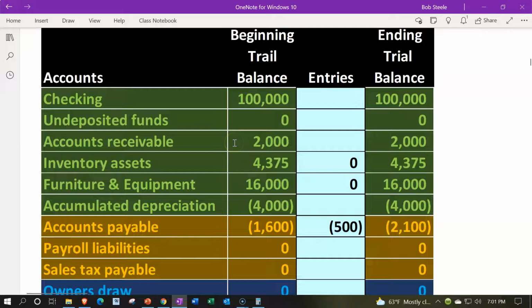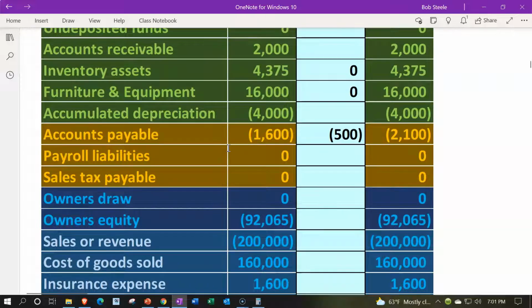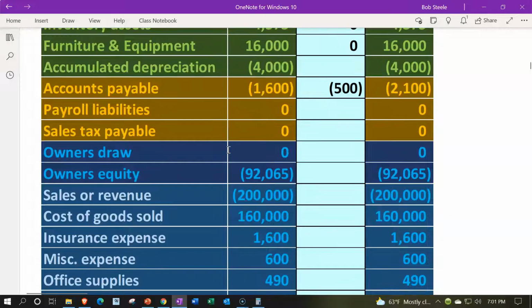to be our beginning balance laid out, balance sheet on top of the income statement. So here's all my balance sheet accounts. Green ones are the asset accounts. Orange are the liability accounts. Dark blue are the equity accounts. That's where basically my balance sheet stops. Then I have the income statement right under it.